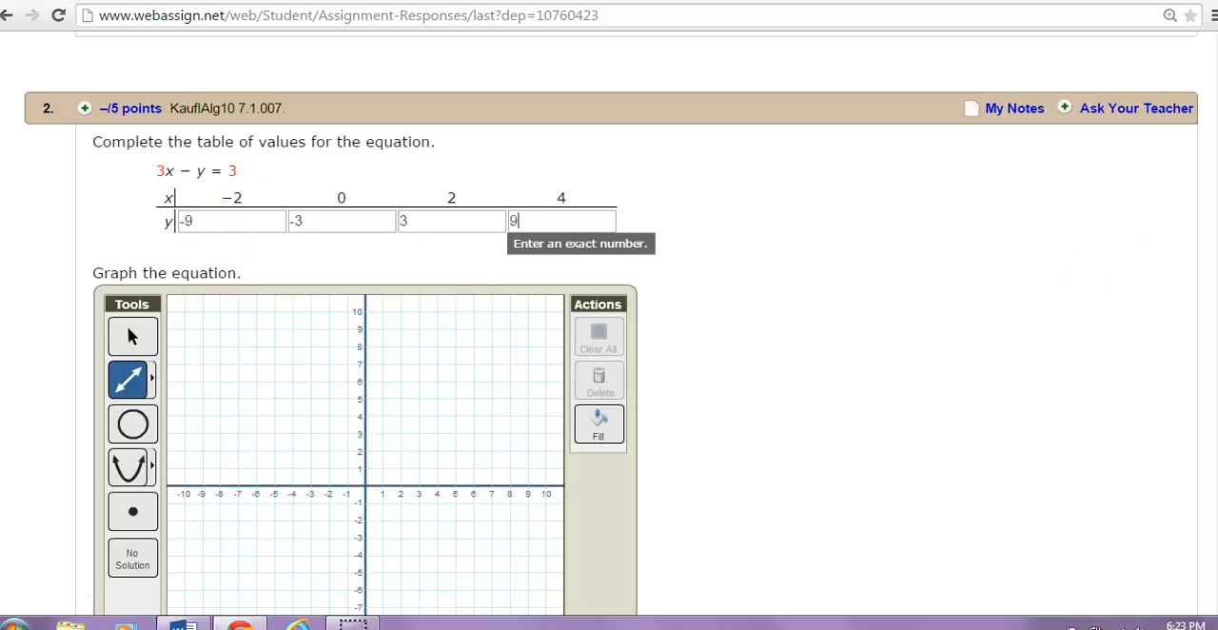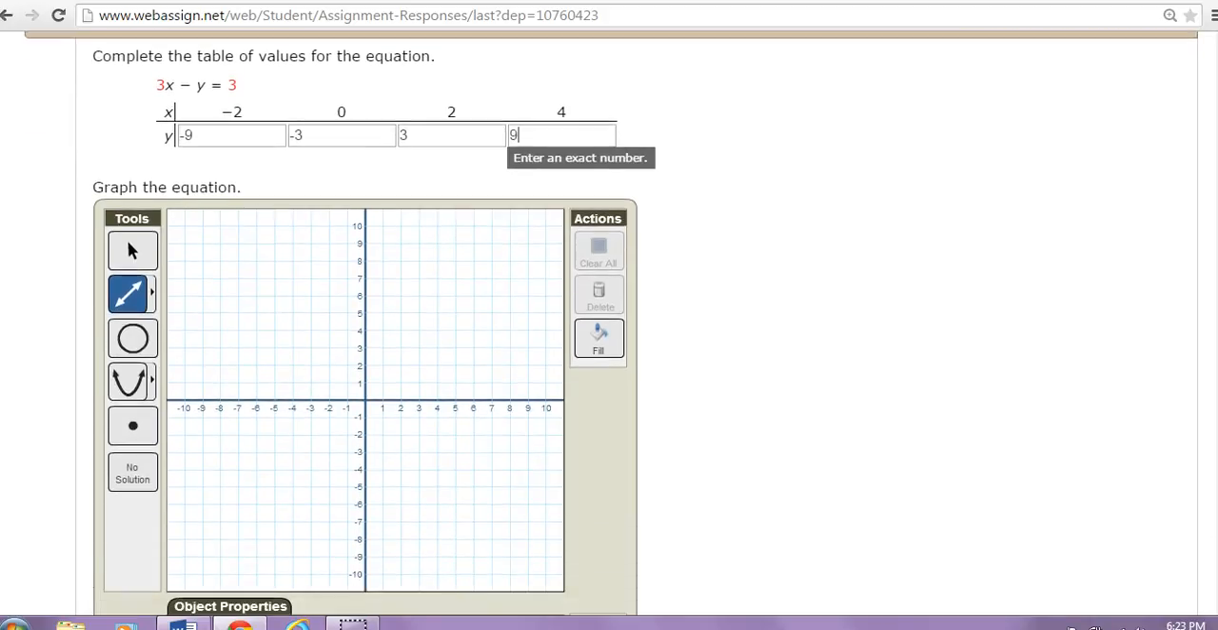Now, graphing is much easier than you think. We know that this is a line because the exponents are 1, x to the 1 power, y to the 1. So this is a linear equation, therefore it's a graph of a line. So you will not choose a circle, you will not choose the parabola, you will choose the line here.